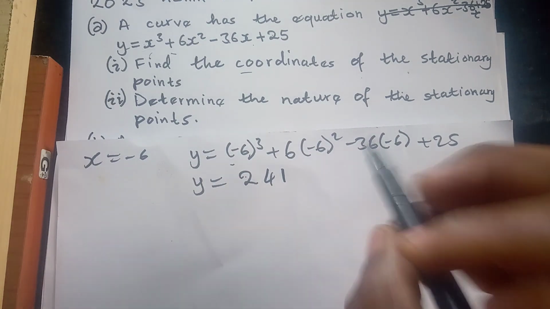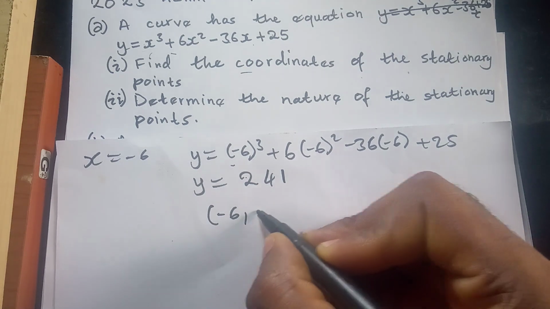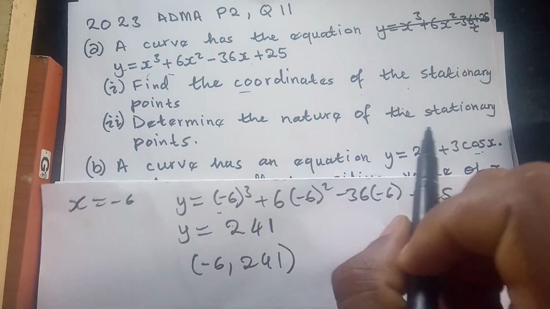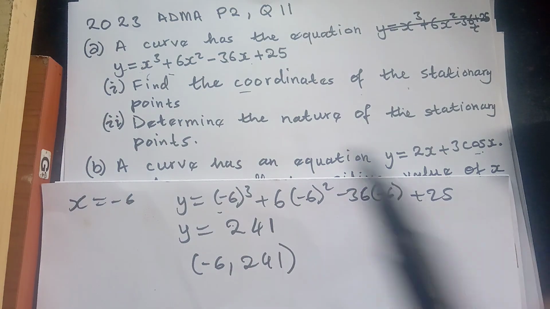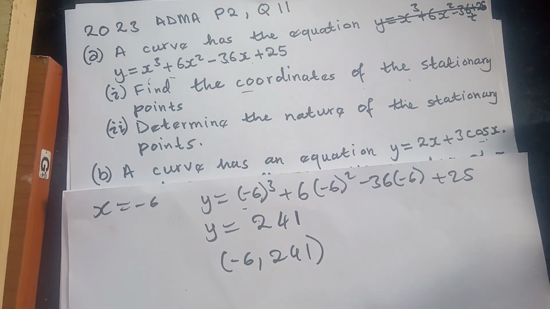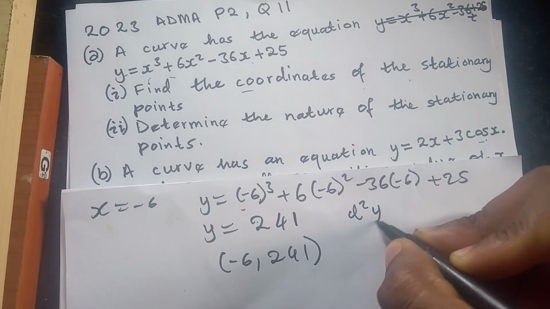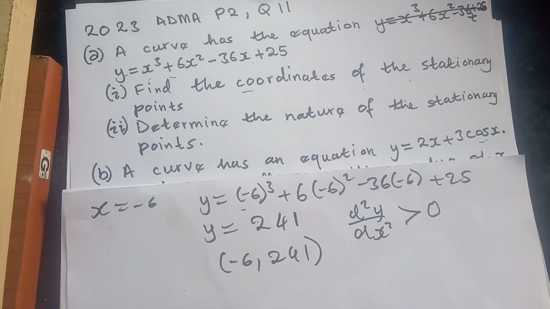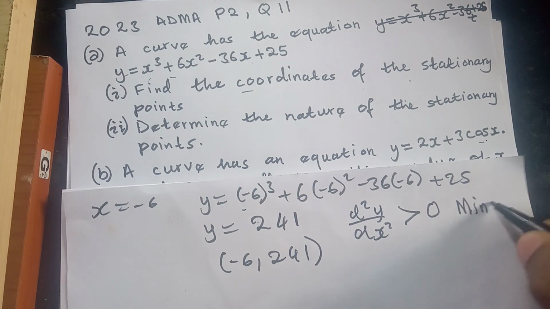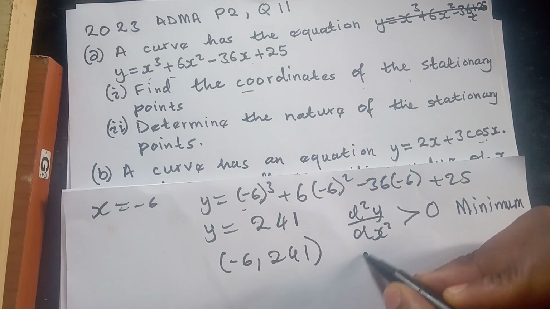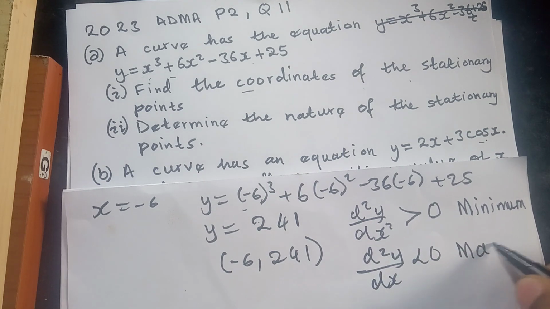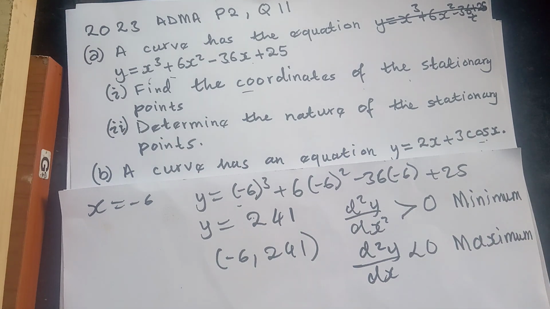So the coordinates of this point will be negative 6, 241. And then the next part is saying determine the nature of the stationary points. To do that, all you need is d2y/dx2. When this is greater than 0, then you know that you have a minimum point. And when d2y/dx2 is less than 0, then you have a maximum point. So this is how this thing is used.